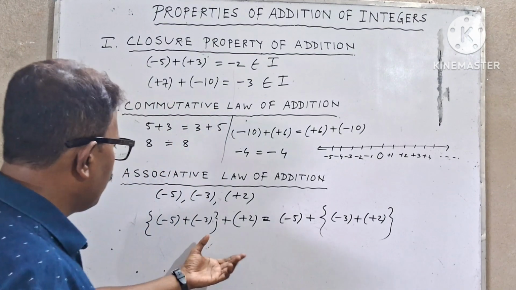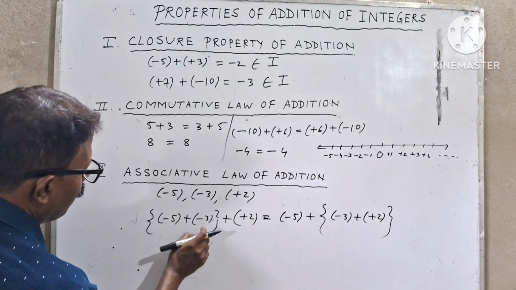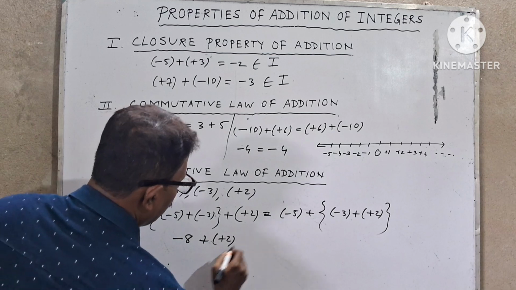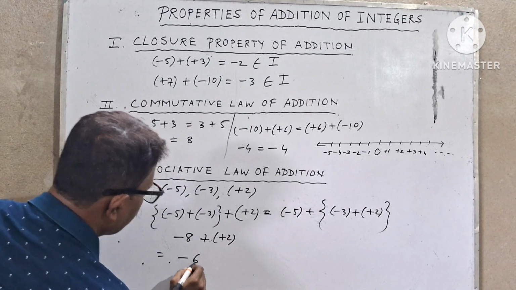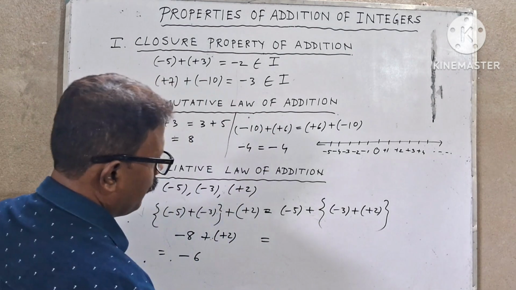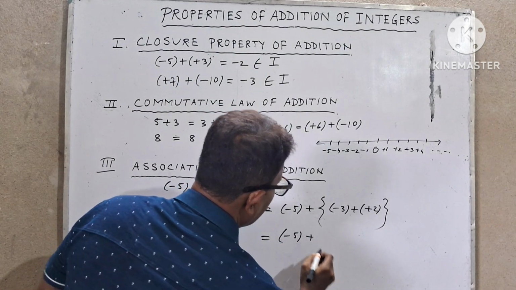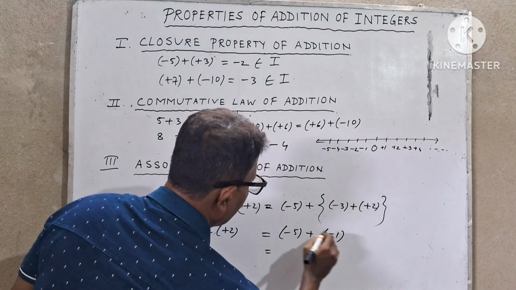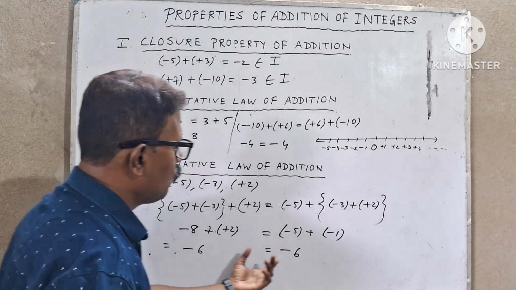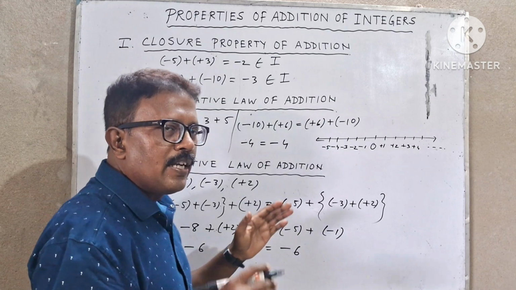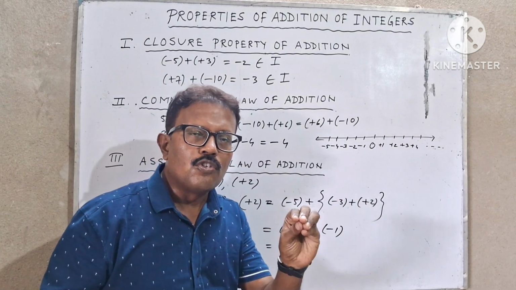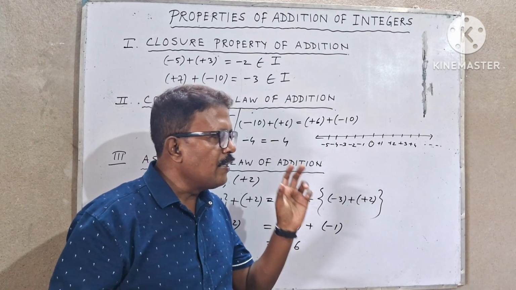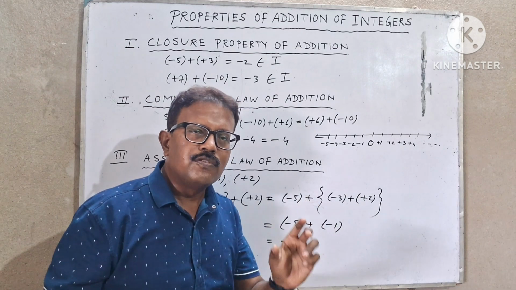Now let us check it. The addition of minus 5 and minus 3 is minus 8, and here it is plus 2. Minus 8 plus 2, here the result is minus 6. Now come to the right hand side, minus 5 and within the bracket minus 3 plus 2, that is minus 1. So minus 5 and minus 1 is minus 6. These two are equal. Then we can say that the associative law holds for the addition of integers. Now we are going to discuss the additive identity and additive inverse of integers.